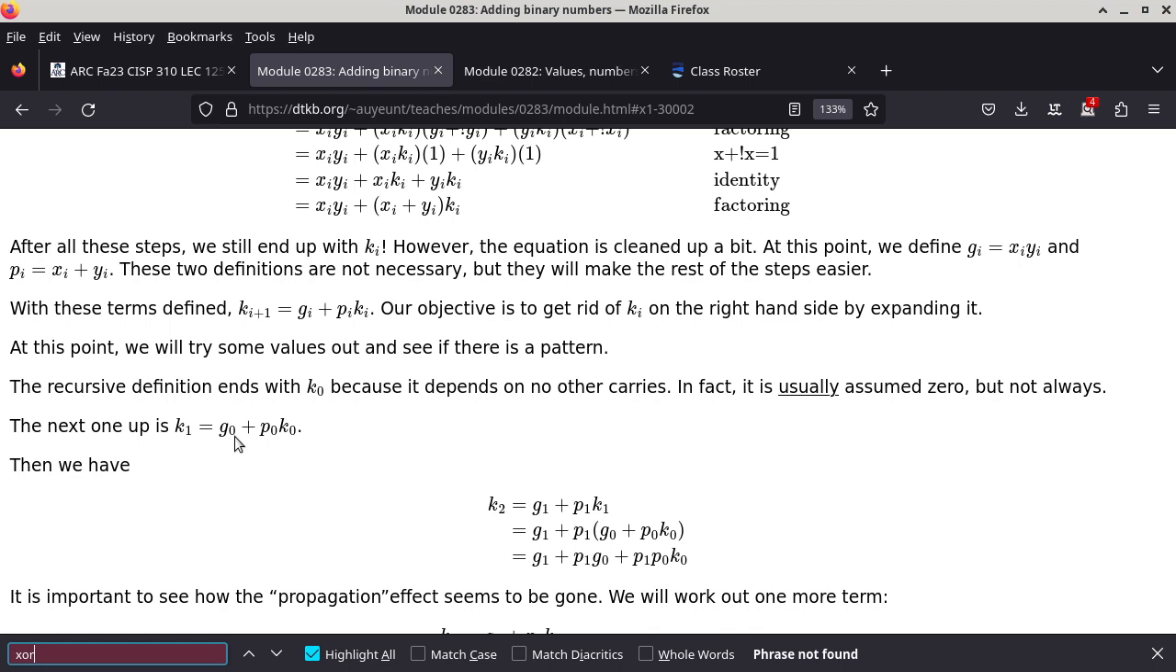But then what about k of 2? If I want to use this particular definition to figure out what is k of 2, what would I be in the case of k of 2? I needs to be 1, right? So we have k of 2 being g of 1 or p of 1 and k of 1. Is that okay? It's a direct application of where the mouse pointer is pointing to. Is that okay? All right.